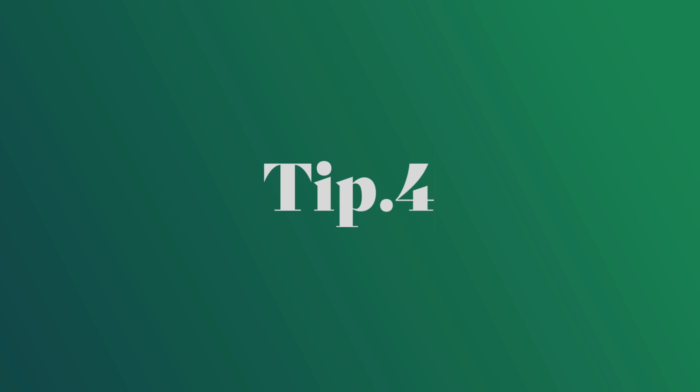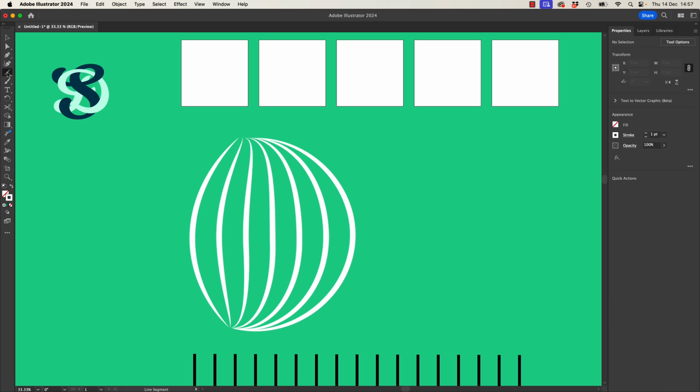We're at tip number 4, I think. So tip number 4 happens when I've got the line tool and I've drawn a line. This happens to all people all the time.